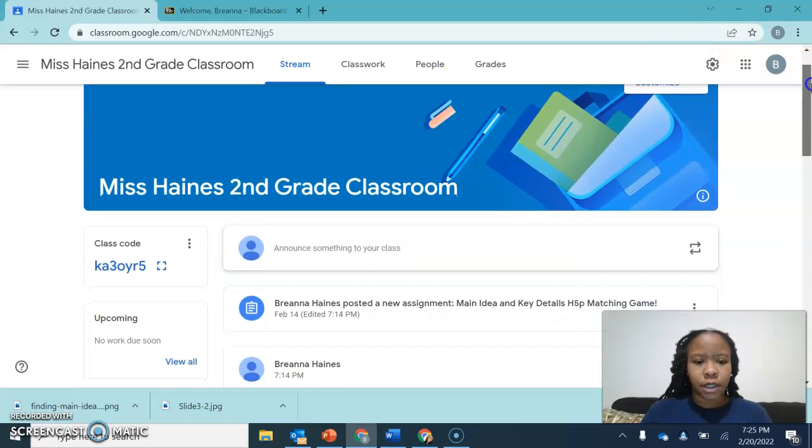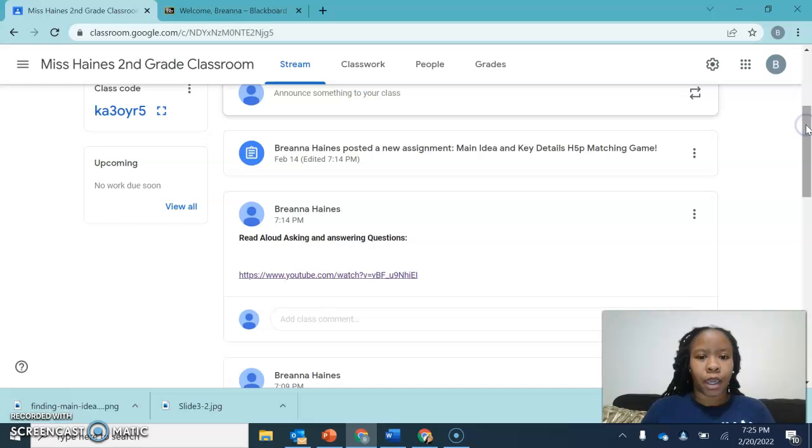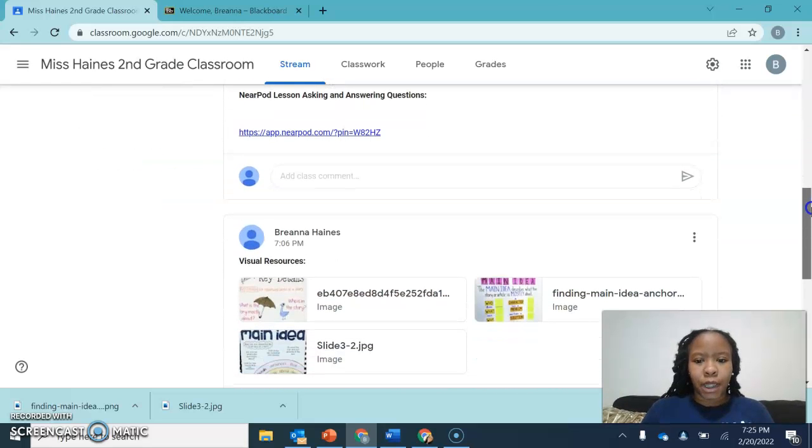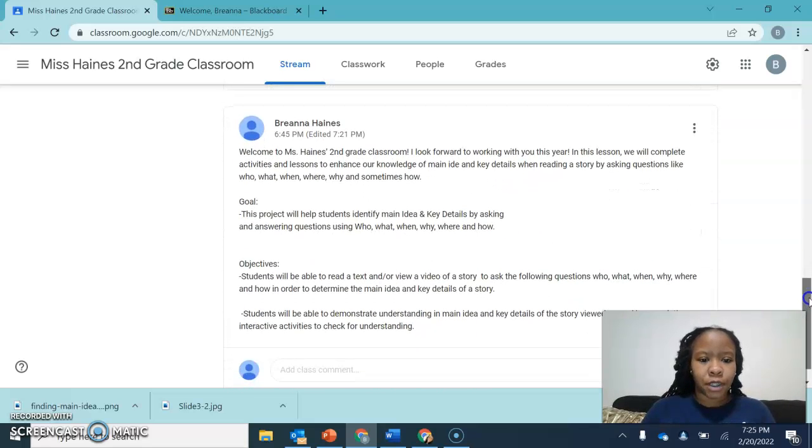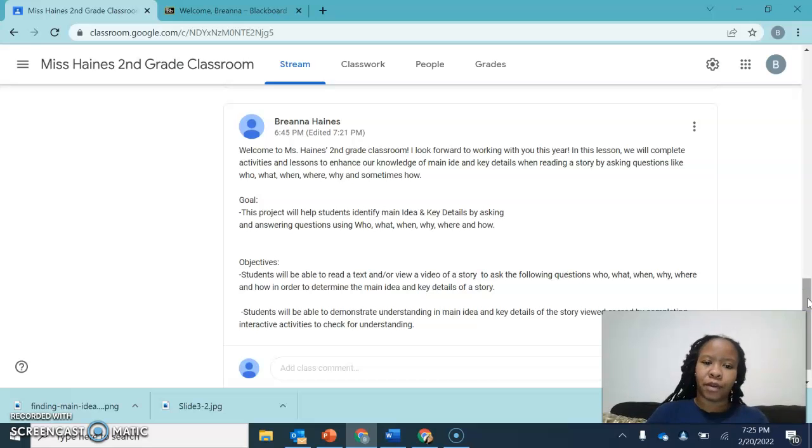This lesson, we're going to be looking at main idea and key details when reading a story. We've already reviewed this in your previous lessons when you were in first grade, but now we're in second grade, so we're going back over. Our goal is to help students identify the main idea and key details by asking and answering questions like who, what, when, where, why, and sometimes how.